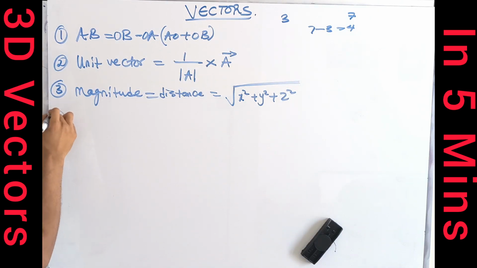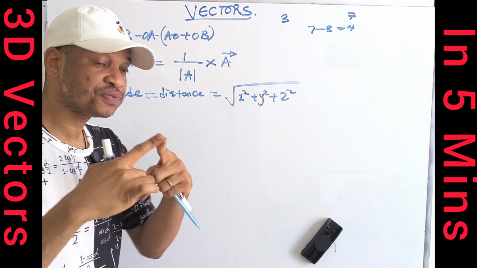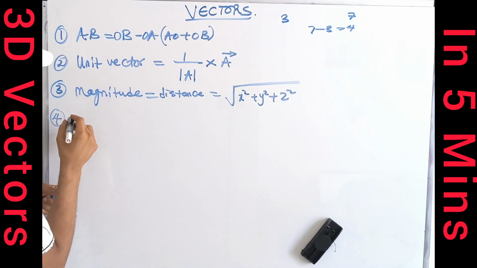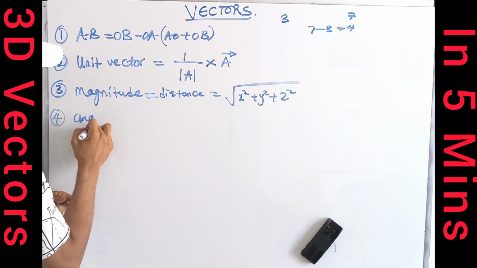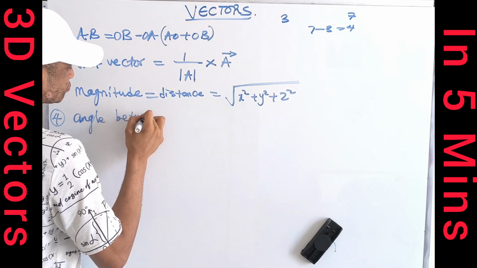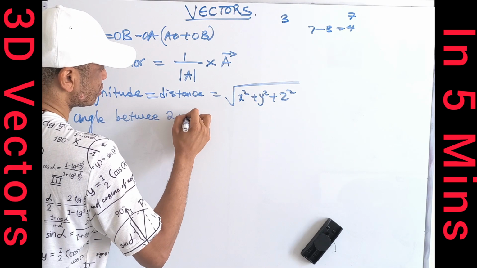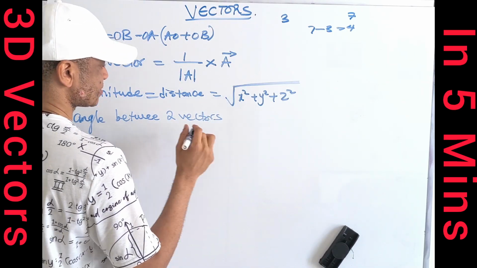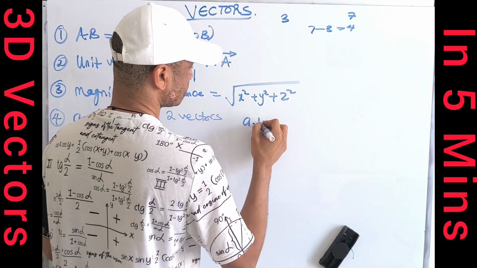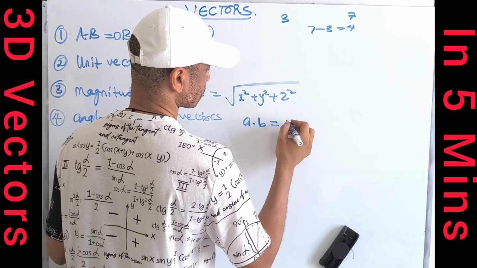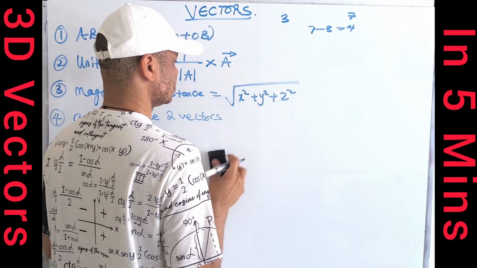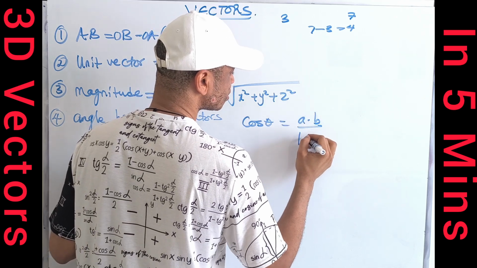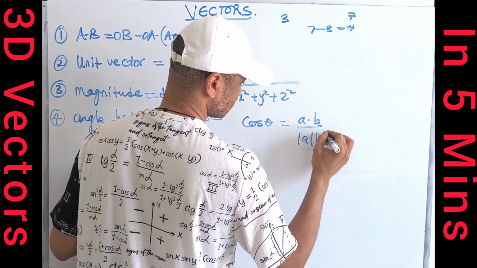The fourth thing you need to know is finding the angle between two vectors. And there's a caveat here, there's a trick here. So, the angle between two vectors. What do we need to know? First thing is A dot B, okay, let me use cos theta. So cos theta is A dot B over modulus of A and modulus of B.